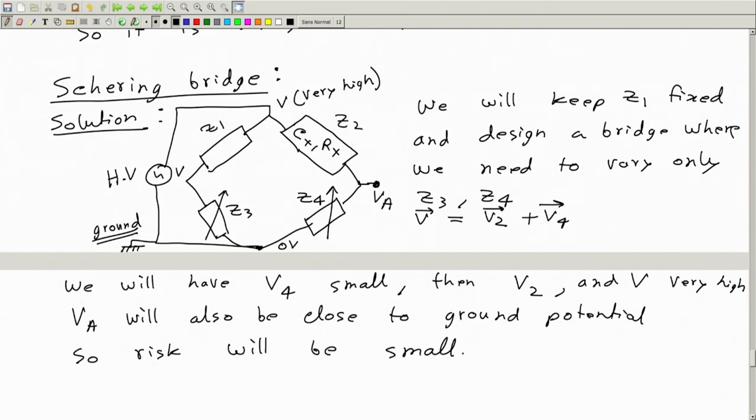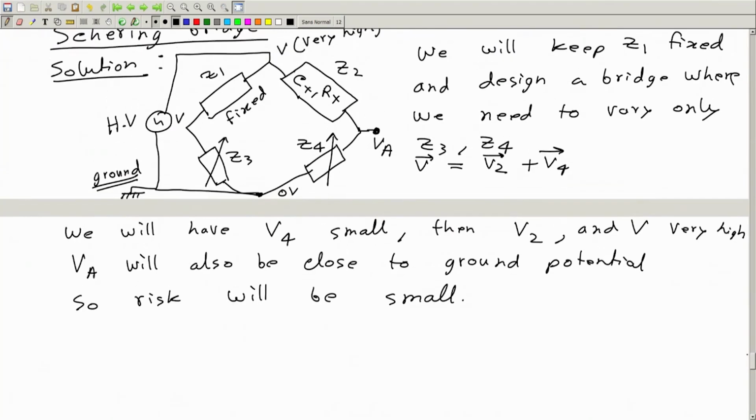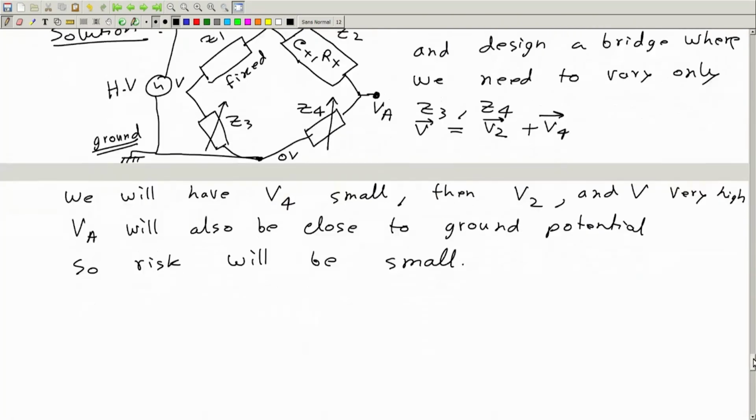So, this was Schering's idea, that we design a bridge such that we keep Z1 fixed and have only these two variables, so that we can ensure the operating person is varying this Z4 within a lower voltage value. Okay. So, now how can we do that? The goal is to design a bridge such that we can keep this fixed and vary only these two. How to do that?